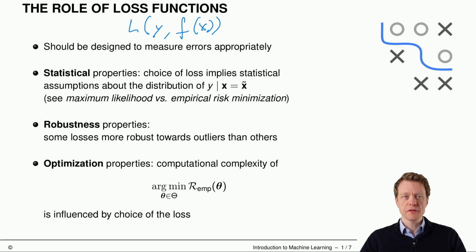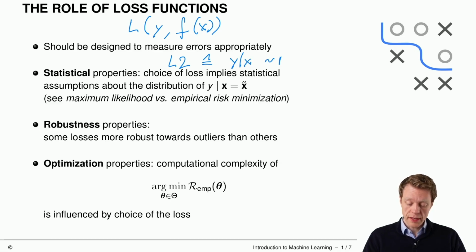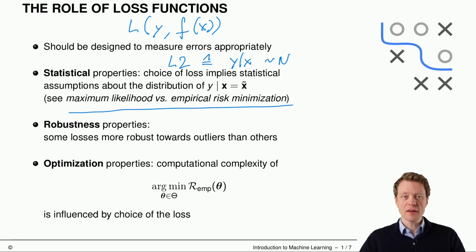And from a statistical perspective, we can, and we will do so later, make up some connections between losses and statistical distributional assumptions. So for example, we will see that assuming an L2 loss is very much the same as assuming that y given x is Gaussian. So the usual linear model that you know from statistics can also be written down via an L2 loss. And we will do more on this in the maximum likelihood versus ERM chapter later on.